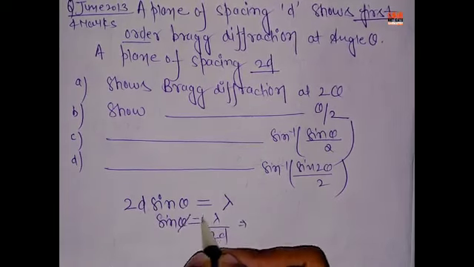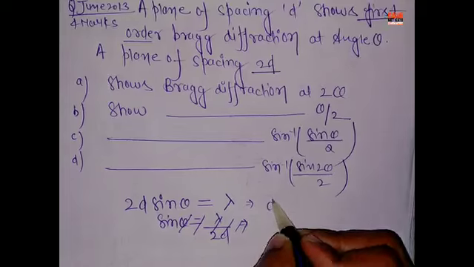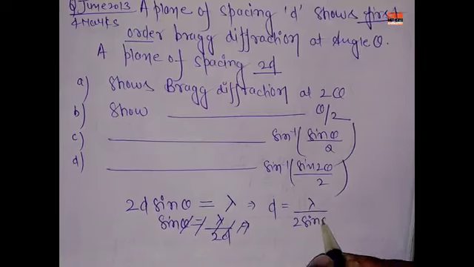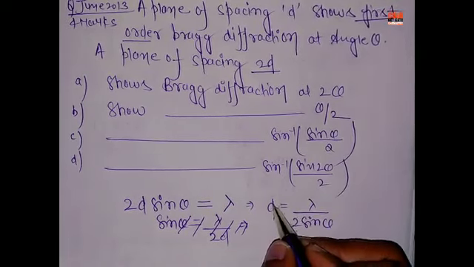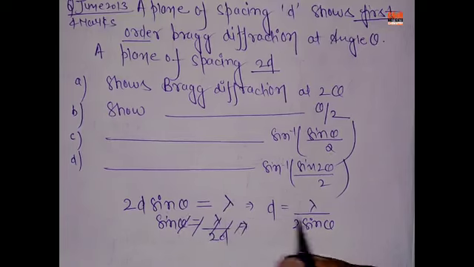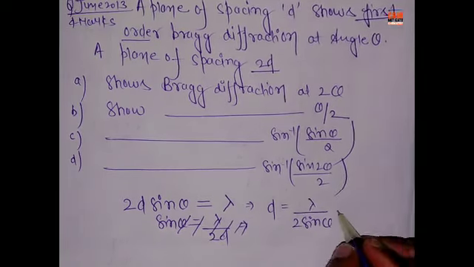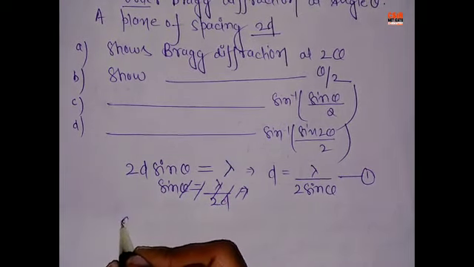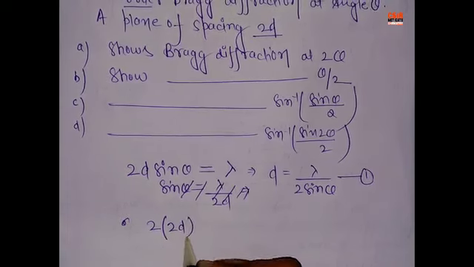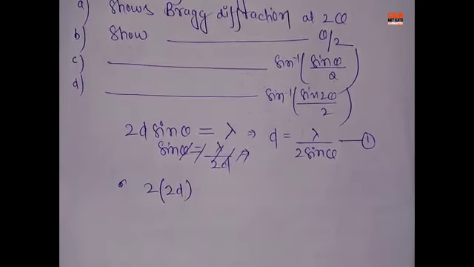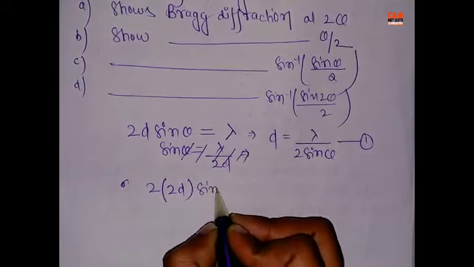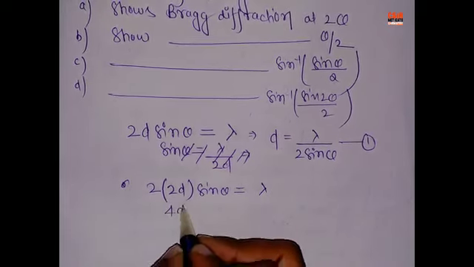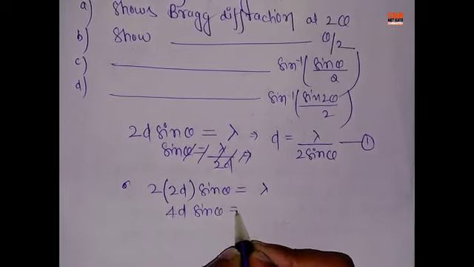Or I would say, let me calculate for d. So the d value will be lambda upon 2 sine theta, because the answer is coming in theta, so I have calculated d. So d equals lambda upon 2 sine theta. Now this is equation first. Now for the spacing 2d, instead of d we have 2d. So this is 2 into 2d sine theta equals, again, lambda. So what happens? This is 4d sine theta equals lambda.